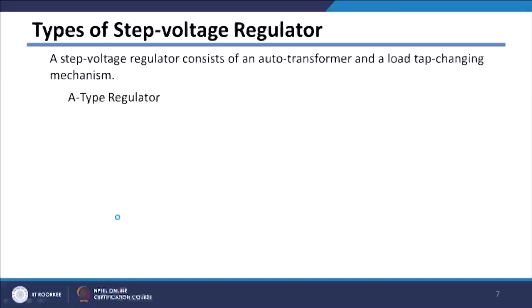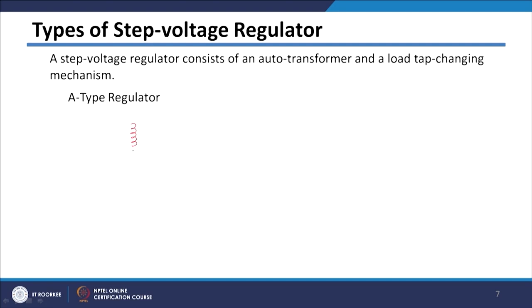There are two types of regulator. They call them type A and type B regulators. Almost they are similar, however, they just differ in their connections. As I told you, the step voltage regulators are basically autotransformers, and they have a load tap changing mechanism. In the case of a type A regulator, you have this circuit here, something like this.